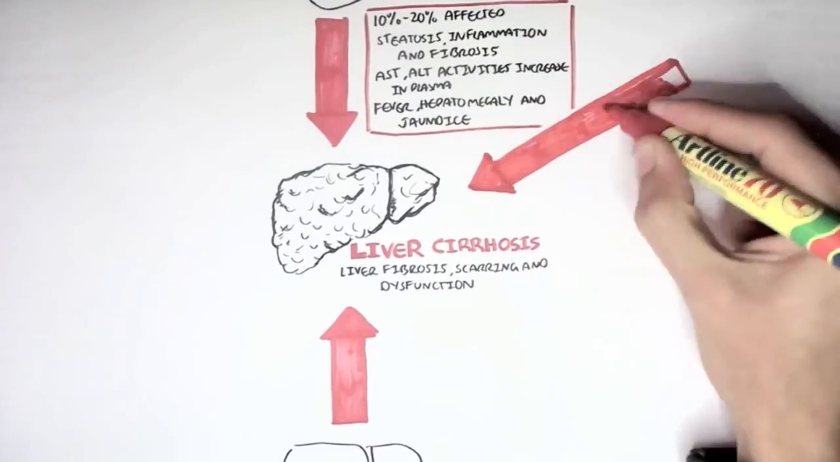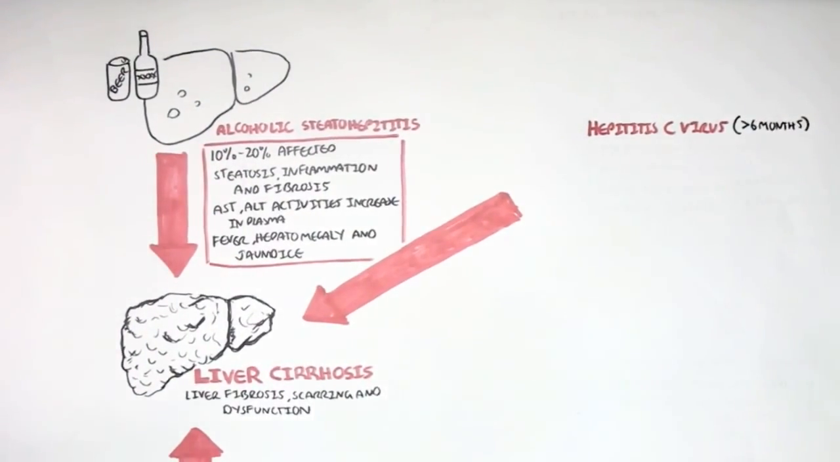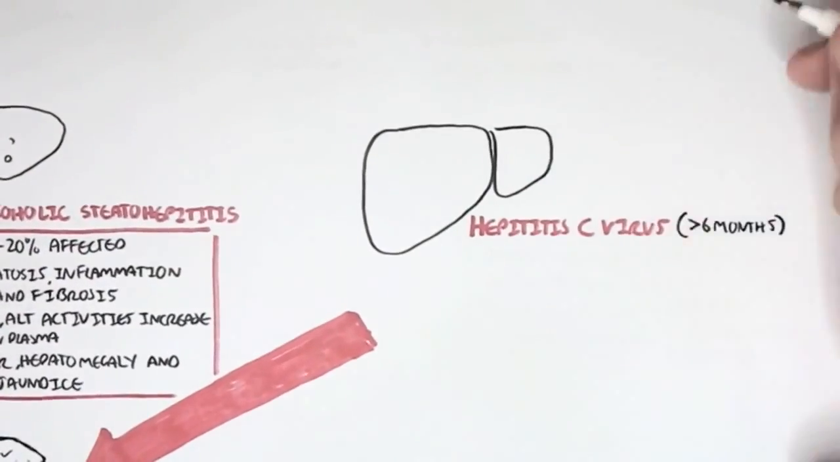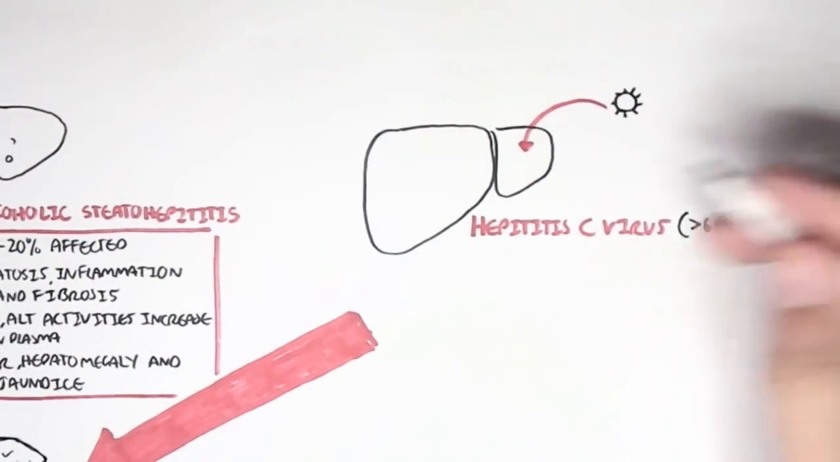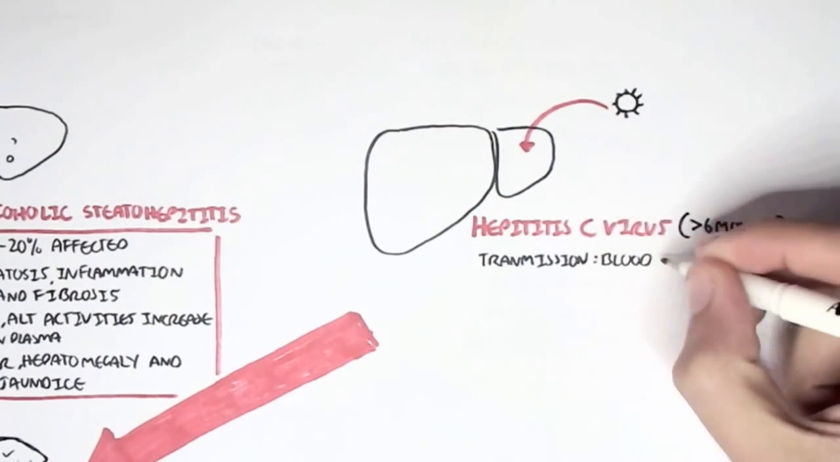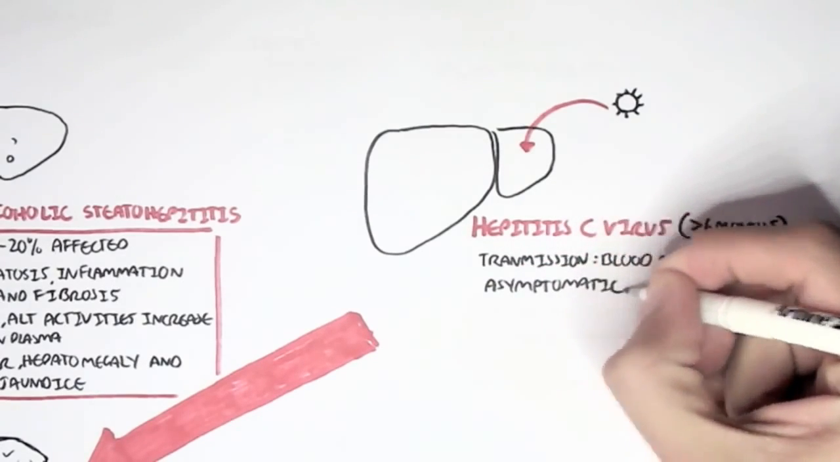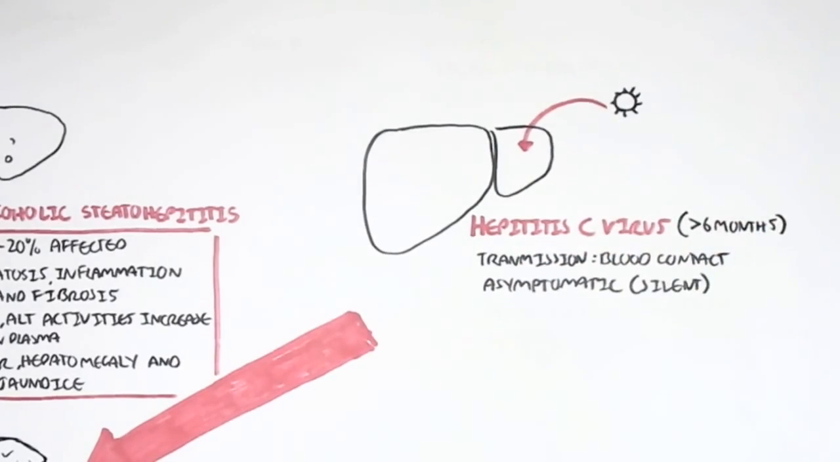Other causes of cirrhosis include hepatitis C virus, usually when the infection lasts more than 6 months to indicate that it's chronic. This is a virus that is transmitted. It can be transmitted by blood to blood contact. It also tends to be asymptomatic for ages, so silent.